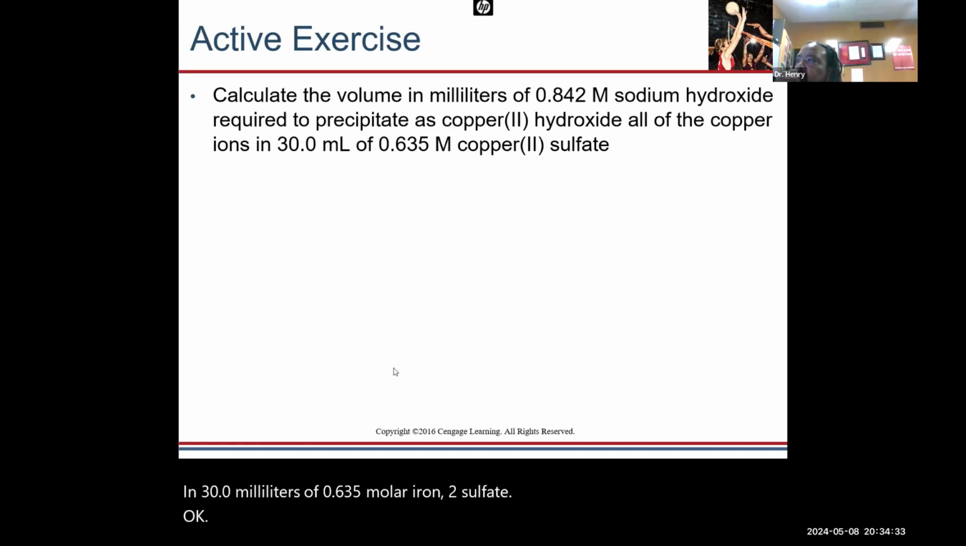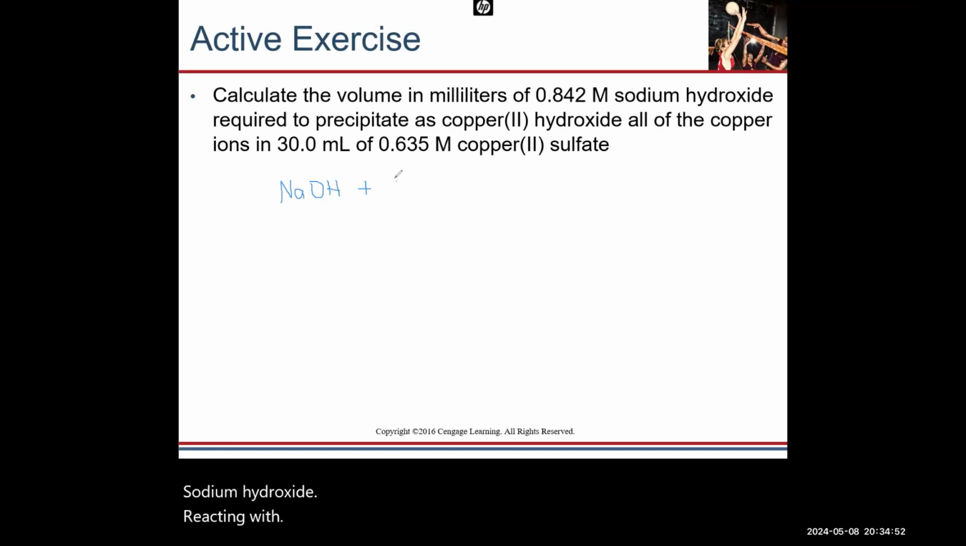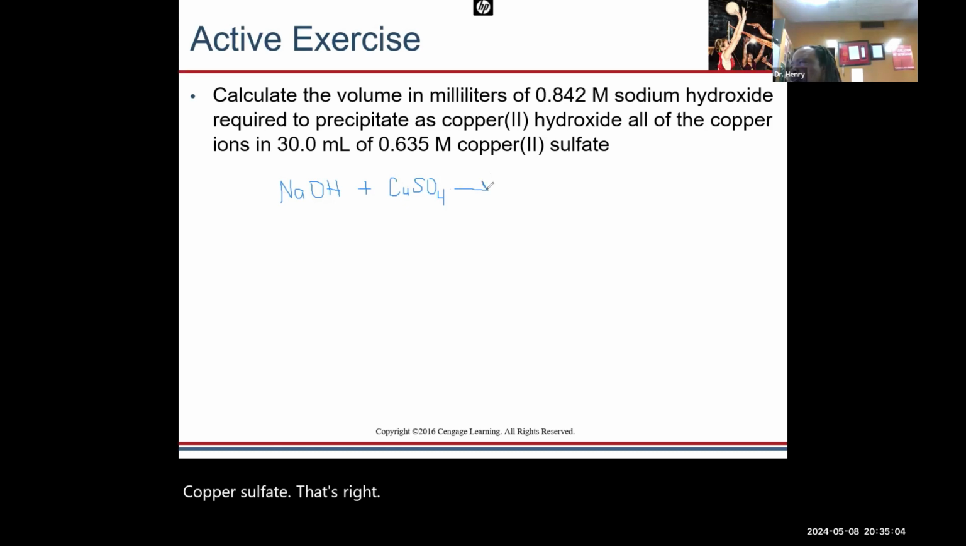Okay, so our chemical equation is going to be sodium hydroxide reacting with copper sulfate, CuSO4. Okay. And then that's going to yield copper 2 hydroxide.